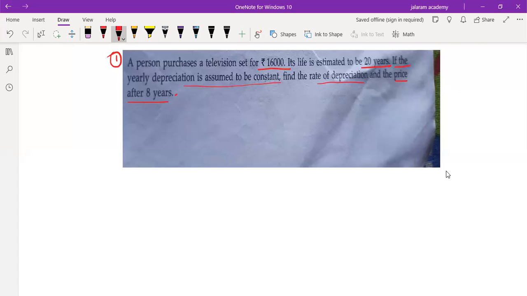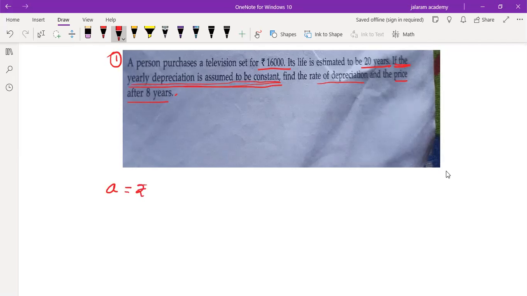In this, rate of depreciation means, in rupees, how much does it depreciate every year? And what will be the price of the TV after 8 years? So if a person purchases a television set for rupees 16,000, its initial cost can be assumed as A. Why? As it is given that the yearly depreciation is assumed to be constant, it is decreasing constantly, which means it is forming an AP.